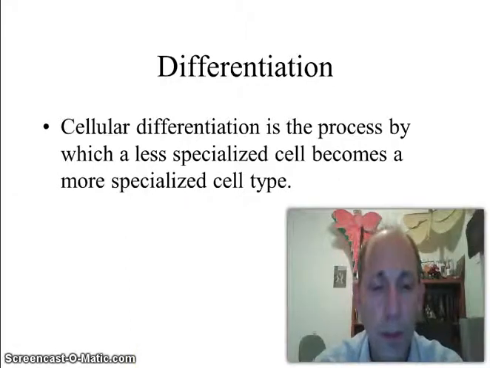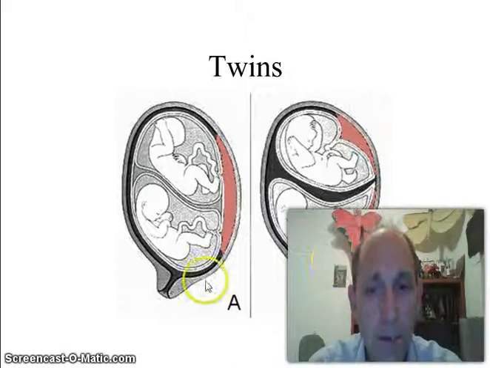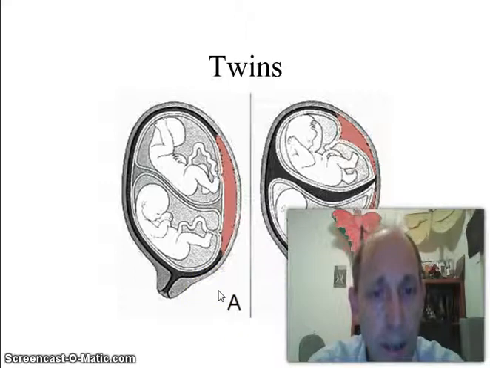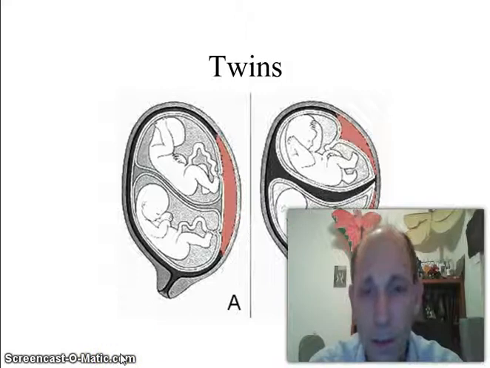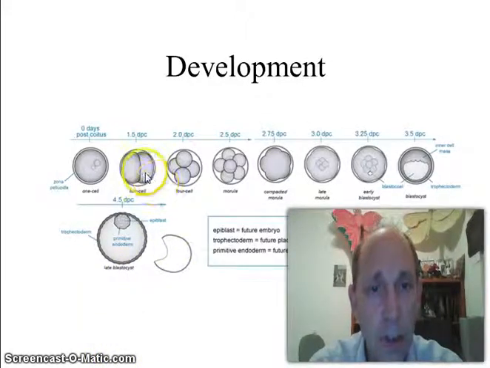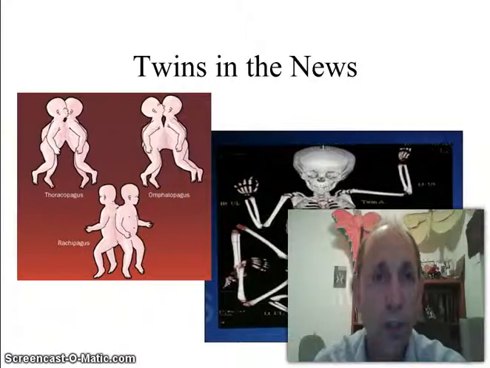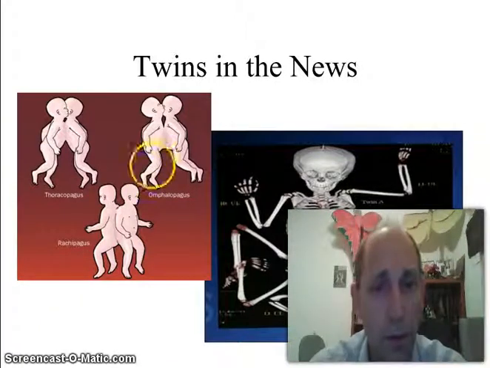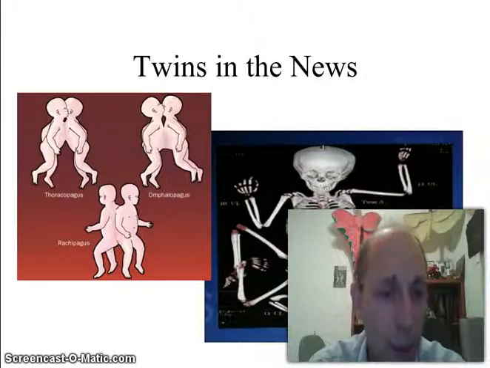Okay, so let's talk about twins real quick, because it turns out there are 2 types of twins. Ones in which they share the same placenta, and ones in which they have 2 placentas. These are called identical twins, and these are called fraternal twins. Now, what happens if these cells right here do not divide equally? Then you get twins in the news, what we call conjoined twins. Here, the 2 eggs never really separated, and you end up with conjoined twins.